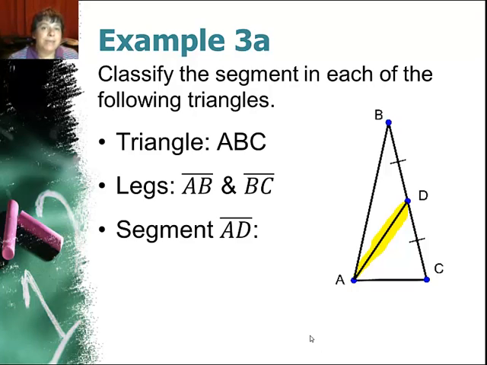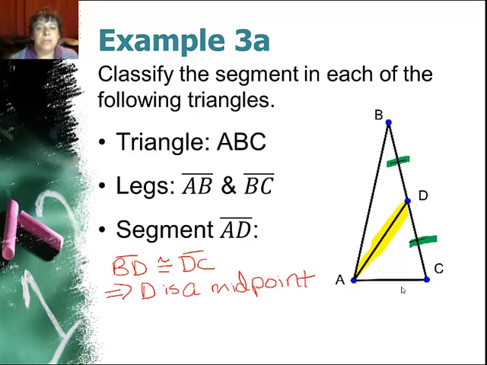Now, I know you have a table, so I've broken it down, and I'm doing one row of the table at a time. First of all, let's look at triangle ABC. I know the legs are AB and BC, which means those are congruent. Now, as you can see these marks here, this tells me that BD is congruent to DC. That tells me that D is a midpoint. If D is the midpoint and I'm going from the vertex to the midpoint, that's the definition of a median.